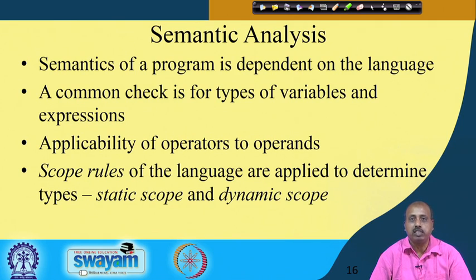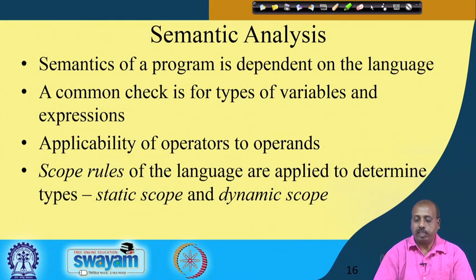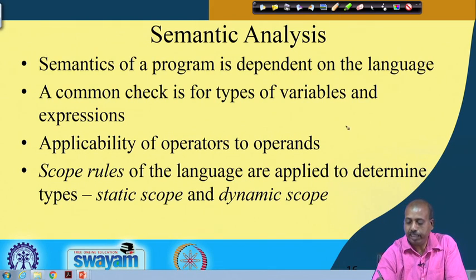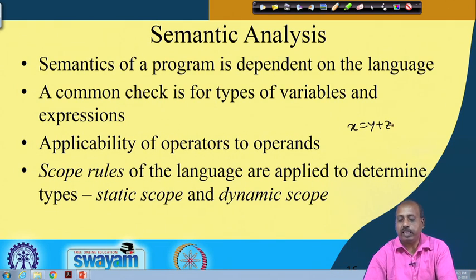So a common check of the semantic analysis phase is type checking, where we essentially check the applicability of operators to operands. There are certain scope rules of a language that are applied to determine the types. For example, suppose I write x equal to y plus z. Now it is desirable that the type of this expression y plus z should match the type of x.